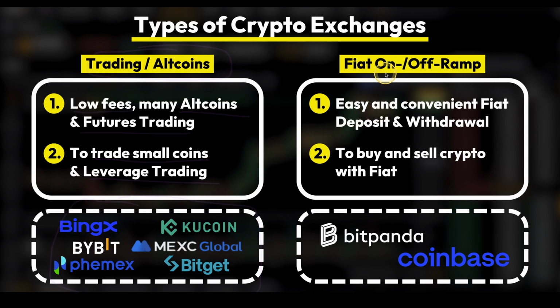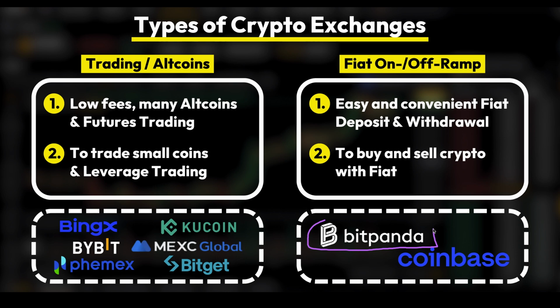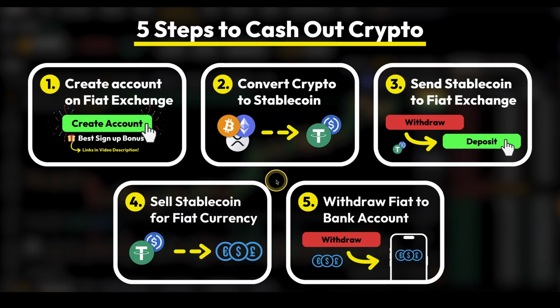On the right side instead, we have the so-called fiat on and off-ramp exchanges. They have the benefit of very easy and convenient fiat deposit and withdrawal methods. So whenever you want to interact with your own bank account in your local currency, such as euro, British pound, or US dollars, you can easily buy and sell crypto with your own fiat money. My favorite examples of this type of exchanges are Bitpanda, which is my personal favorite, but an also great alternative is Coinbase.